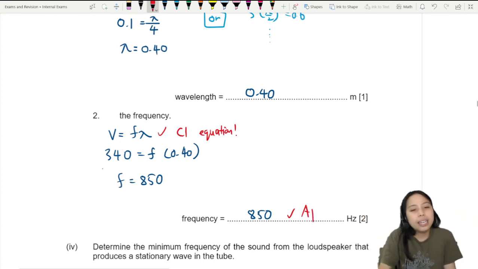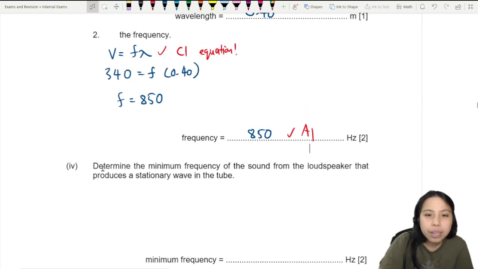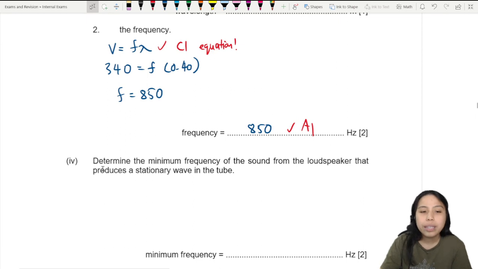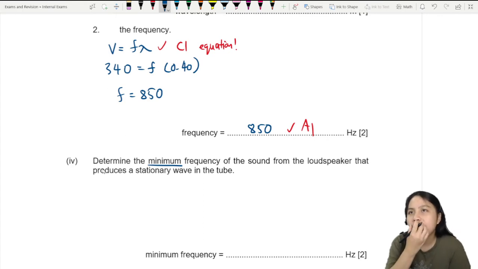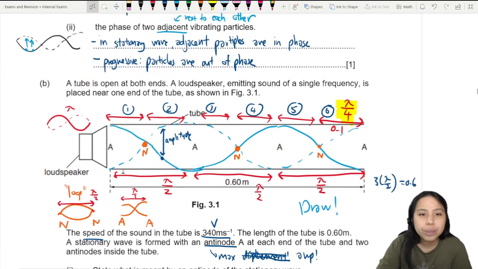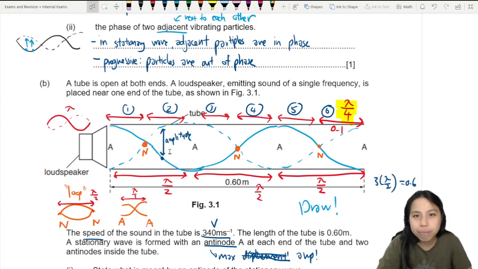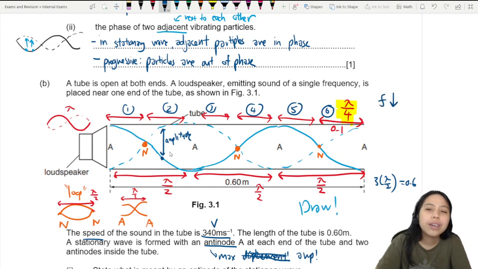Okay, right, last part. So determine the minimum frequency of the sound from the loudspeaker that produces a stationary wave in the tube. So you want here a minimum frequency. How does that look like? Well, you see this one. The way to make the frequency smaller, how would you change this antinode and node setup? If you want minimum frequency, you need the frequency to decrease, which means you need the wavelength to become longer.